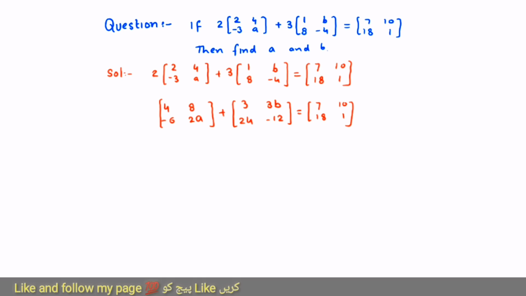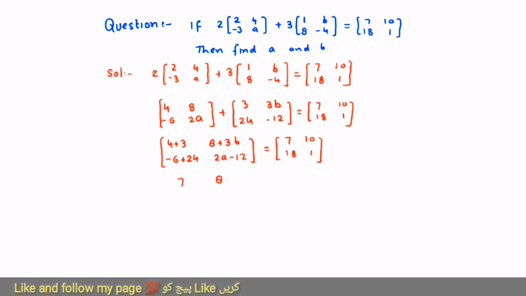For comparison, we will add these two matrices. After adding, we will compare elements. The first element is added in the first, the second element 8 is added in the second element, minus 6 plus 24, and 2A minus 12 will become equal to 7 10 18 and 1. 4 plus 3 will be equal to 7.